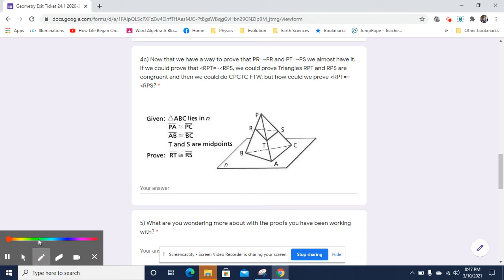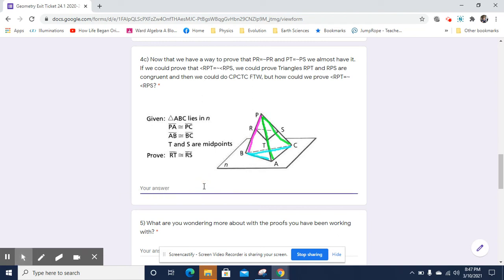And we already know a couple of things. We know from earlier that PA and PC are congruent. We also know from earlier that BA and BC are congruent. And I gave you a little bit of a hint when I told you PR was congruent to PR. We can also say that PB is congruent to PB. And that means that we can prove that triangle PBA and PBC are congruent.